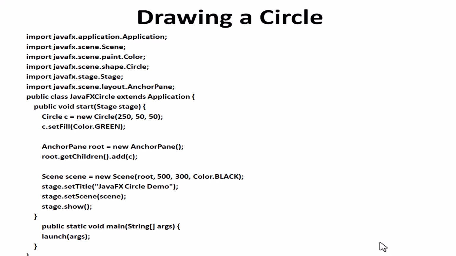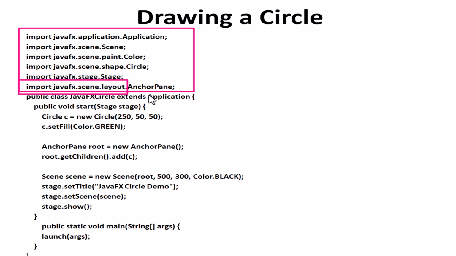So the next program is drawing a circle. Here I have already told you how to include all these particular things. Here we have added the particular packages: scene layout anchor pane. Already I have told, javafx.start is enough. Now the name of the class is javafx circle. It extends from the particular Application which we have mentioned in the package. The name of the method is start. The argument it is accepting is stage.